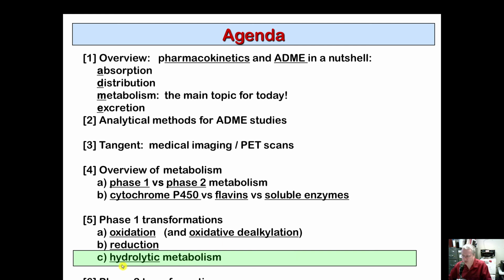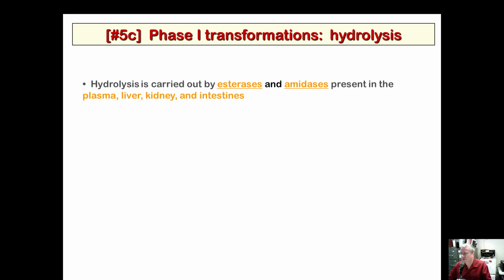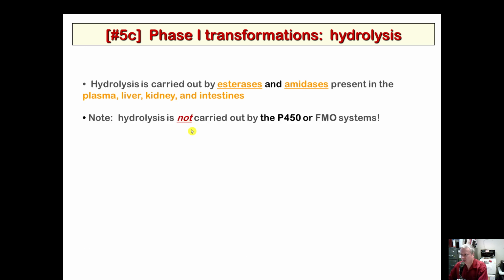Hydrolytic metabolism. This is not using P450, nor is it using FMO. This is just using enzymes like esterases, amidases, or proteases and peptidases that cleave esters and amides. And they're soluble enzymes. These are found all over your body: the plasma, liver, kidneys, intestines. So they're very ubiquitous enzymes, not carried out by P450 or FMO.